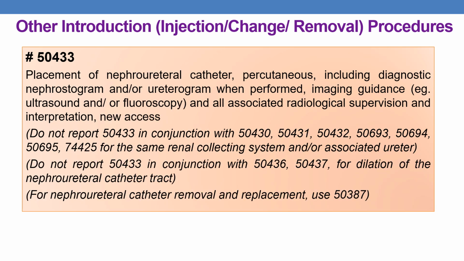The next is 50433, placement of nephroureteral catheter, percutaneous, including diagnostic nephrostogram and/or ureterogram when performed, imaging guidance and all associated radiological supervision and interpretation, new access. And as diagnostic nephrostogram or ureterogram are included, you should not report 50433 or 50432 in conjunction with 50430, 31, 32, 693, 694, etc. And for nephroureteral catheter removal and replacement, you need to use 50387.